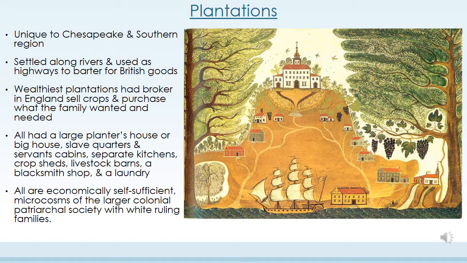And some of these very large plantations didn't sell their own crops. Planters of a very large and successful plantation instead sold their crops through a broker in Britain. And a broker is a person who's paid to buy and sell for someone else. And the planters sent their crops to Britain with a list of things they wanted the broker to buy for them. The broker would then sell the crops and buy what the planter wanted and then would send those goods back to the colonies.